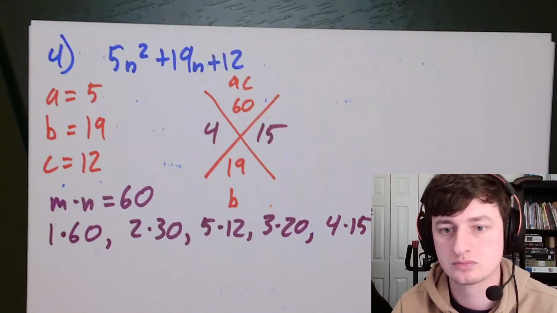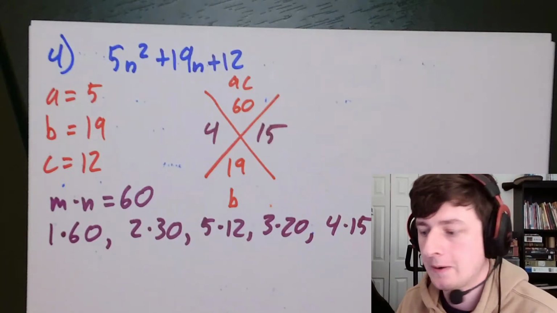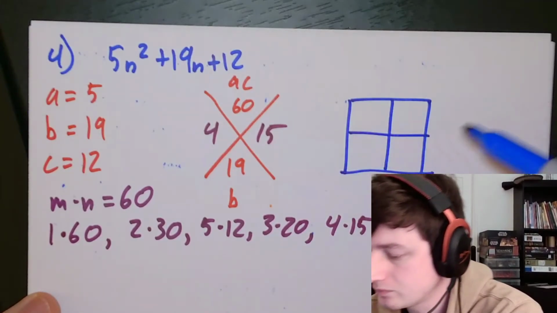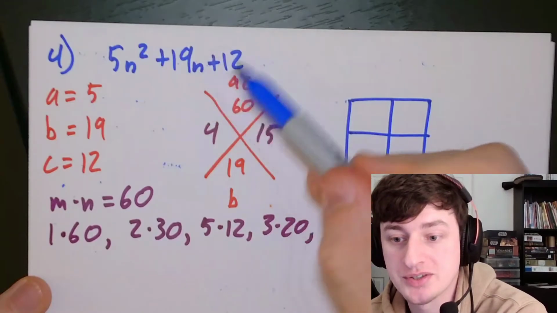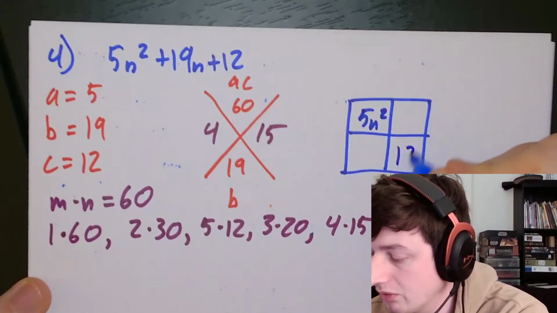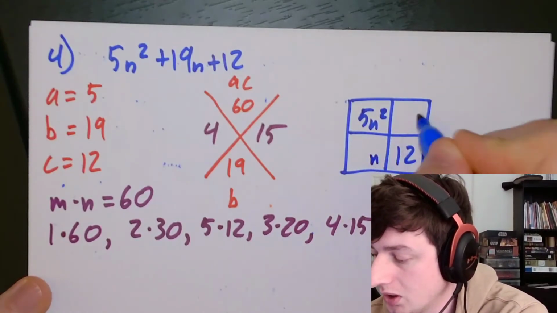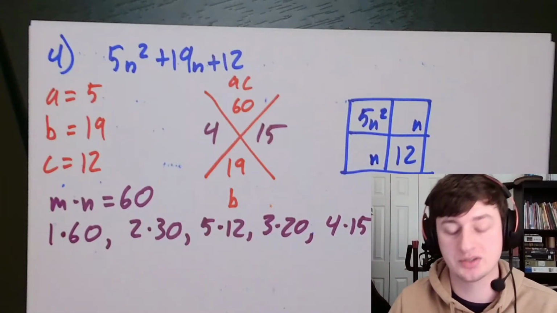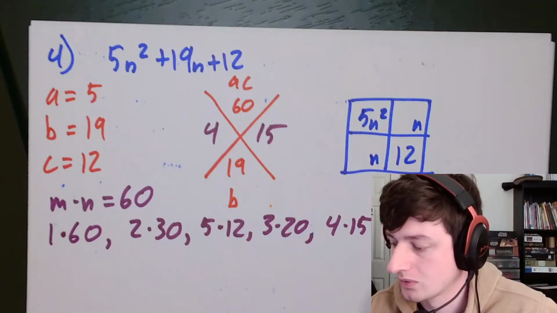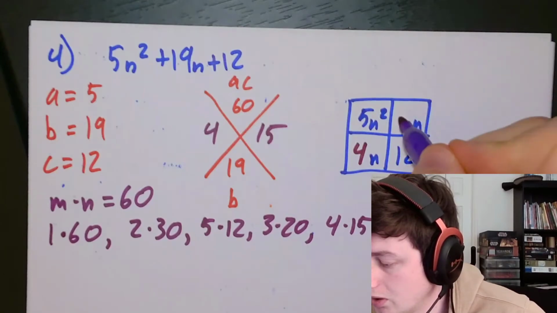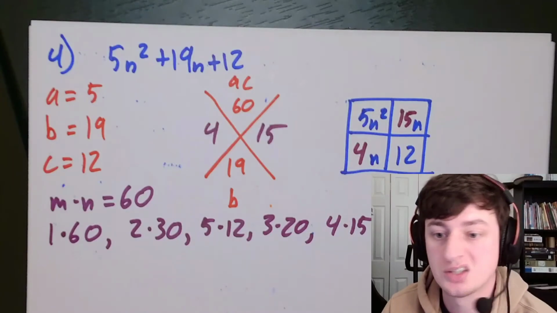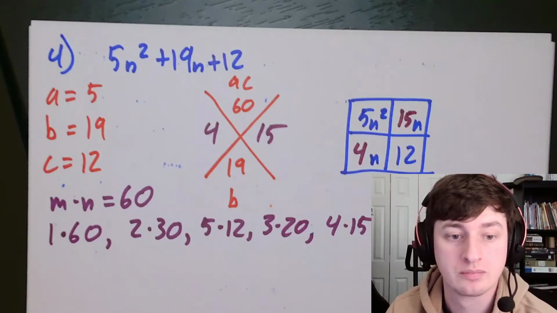Now we can fill in our box. The inside of the box mostly matches what's already here, right? 5n squared, 12. These are both going to have an n in them or an x. If we're doing a problem with an x, it's just going to have a single value of our variable. And then the numbers we got, 4 and 15. Now, at first glance, it does not look like this is going to work.